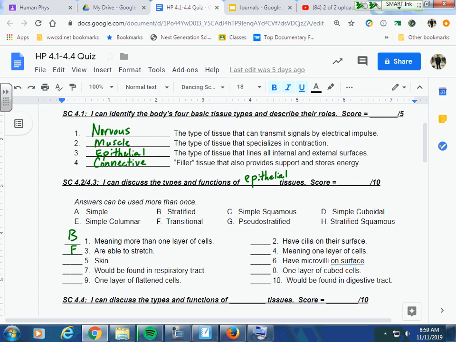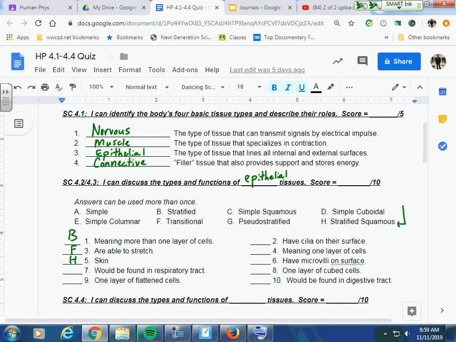So if you look at your quiz, oh, I fixed it on here. So on tomorrow's quiz, there will be an option H, stratified squamous. That's what skin is, a stratified squamous. However, I neglected to put that on your quiz, so nobody missed that. Okay, I did write the correct answer next to your answer, though. So that would be H.